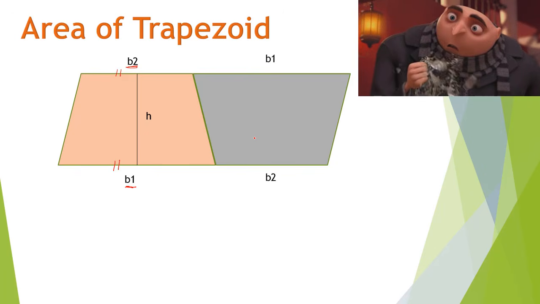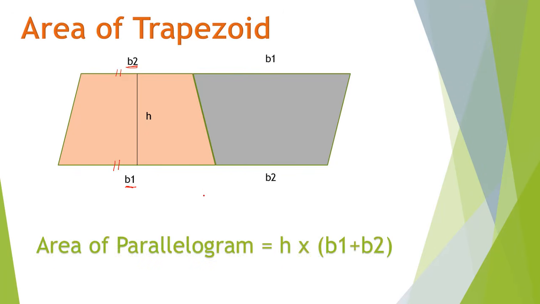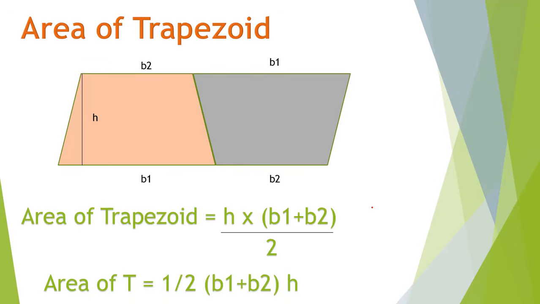That's interesting. Now write a formula of area for this parallelogram. Base into height. Base is b1 plus b2 and height is h. If we want to measure the area of this one trapezoid, then we can divide this expression by 2 because this one trapezoid is half of this parallelogram. And in this way, we have a formula for measuring the area of a trapezoid.